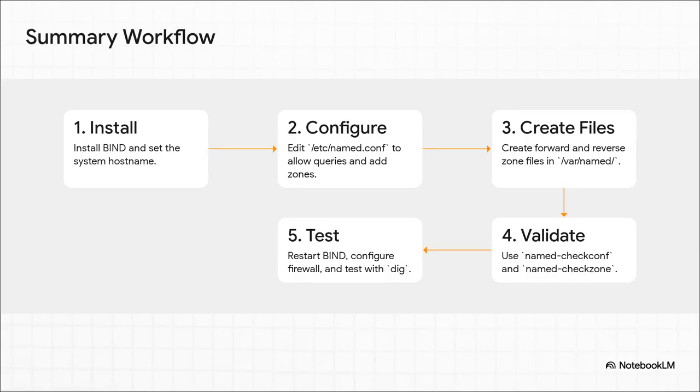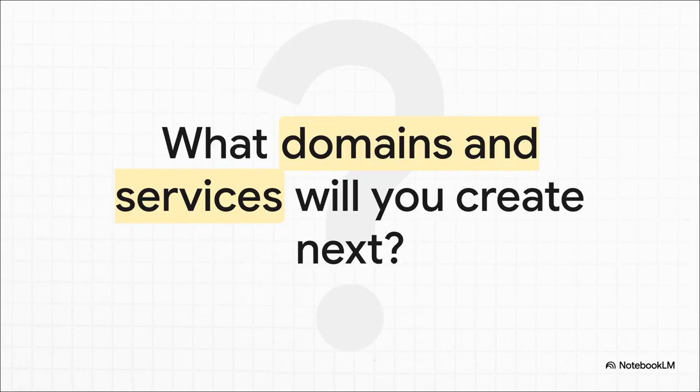So, if you boil this whole thing down, it really comes back to these 5 core steps. You install the software, you configure the main service, you create your zone data, you validate everything to make sure it's perfect, and finally, you test to make sure it all works. Look at that. You've now got a real working piece of core network infrastructure up and running. You have the power to create your own domains, map out your own network, and name your services whatever you want.